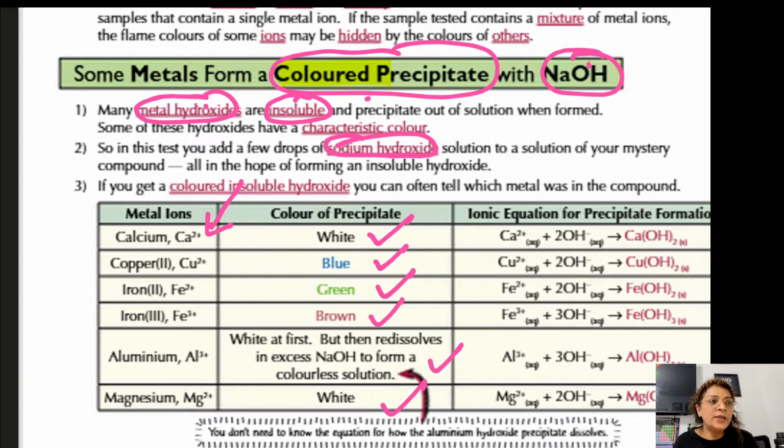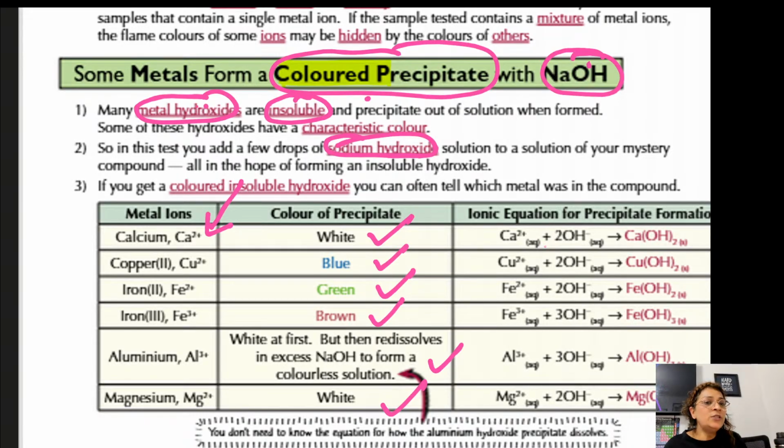Okay, here is my question. Please type in the chat again, everyone. What reagent do we use to form the precipitates with different ions? Type in the chat. What reagent do we use? No, reagent means sodium hydroxide. Yes, Sophie, we use sodium hydroxide.